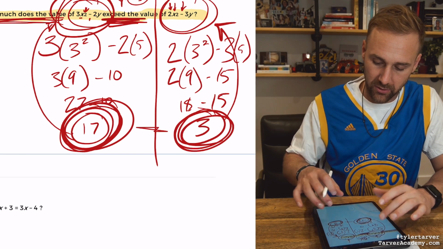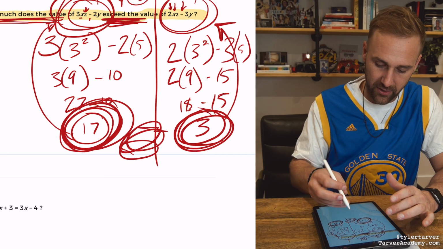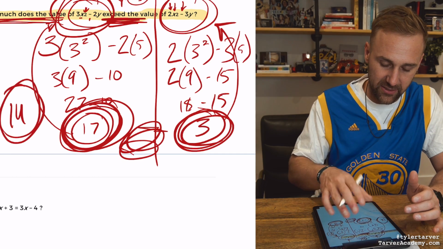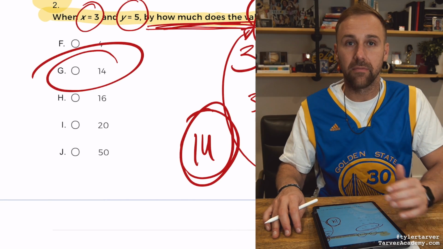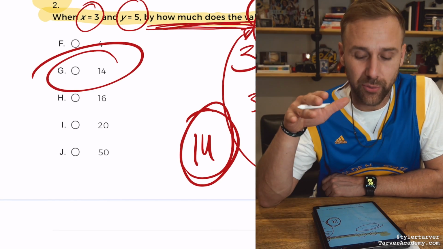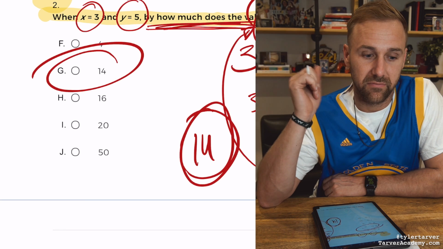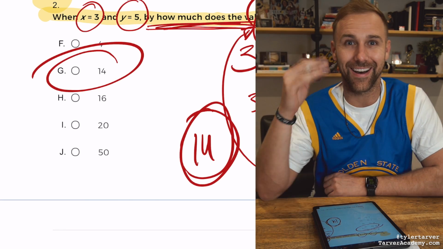14. Oh, is my screen frozen? What's happening here? We know it's 14. I can't see my screen. There it is. Boom. 14. That is my answer. Always reread the problem if you need to, but we did it. Look at us. Who would have thought?